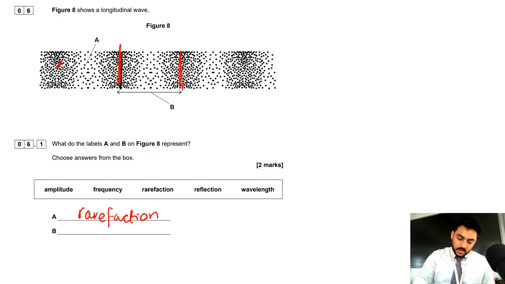This point where the particles are squished together is called compression. So B represents the distance between the midpoint of the compressions. Actually, what B actually represents is the distance of one wave, or the length of one wave, which is a wavelength.